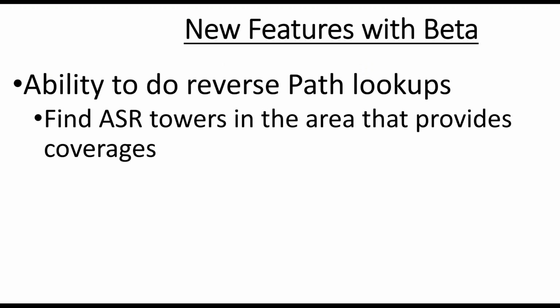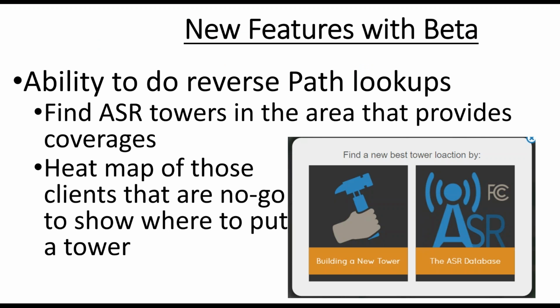Now, some new features with our new beta site. That's kind of important. We also have the ability in the new site to do reverse path lookups. Now, what does this mean? Let's say you had 200 clients. Let's say you did a search for any clients that were no-goes from a new tower that you just put up from 7 miles out. And let's say there were 150 clients that showed up in that search. You can actually reprocess them based on a new map.